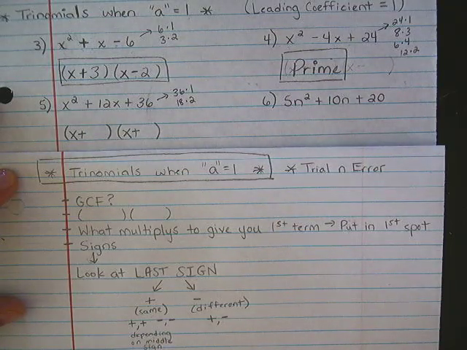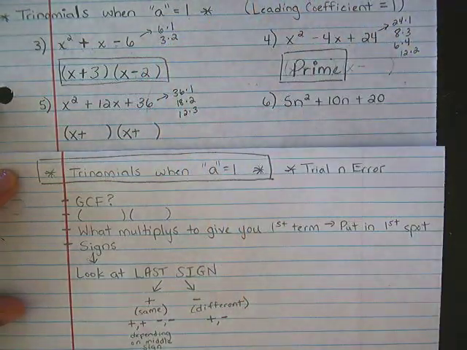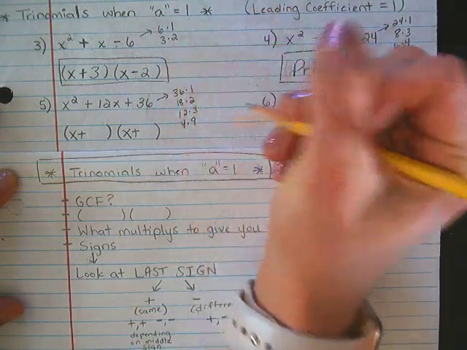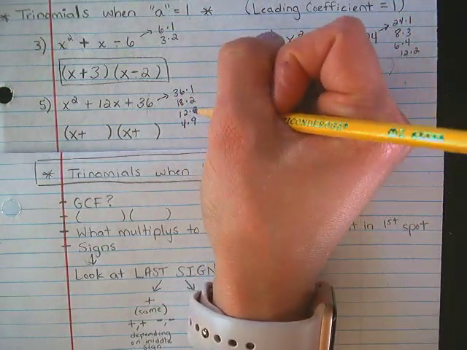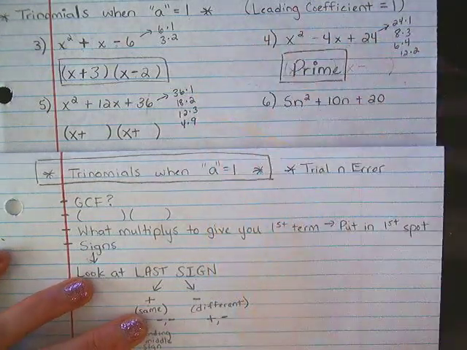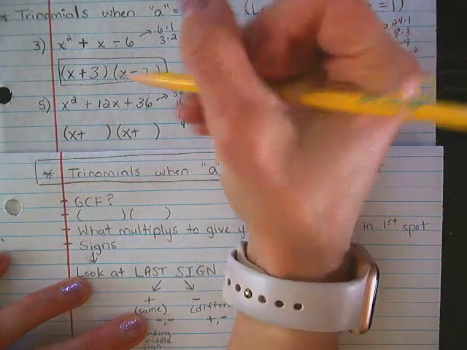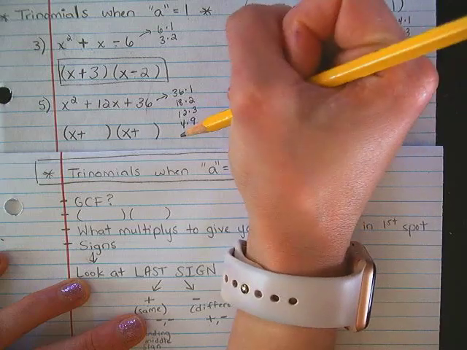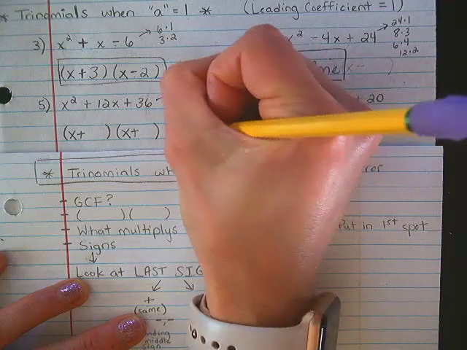Let's see. 12 and 3. 4 and 9. And then we could keep going to see if there's more, but let's see if any of these will work to give me what I want. And if not, we'll keep going. Let's see. So they've got to have the same sign. So 36 plus 1, 18 plus 2, 12 plus 3. None of them are giving me 12 yet. 4 plus 9. Nope. So we got to keep going.